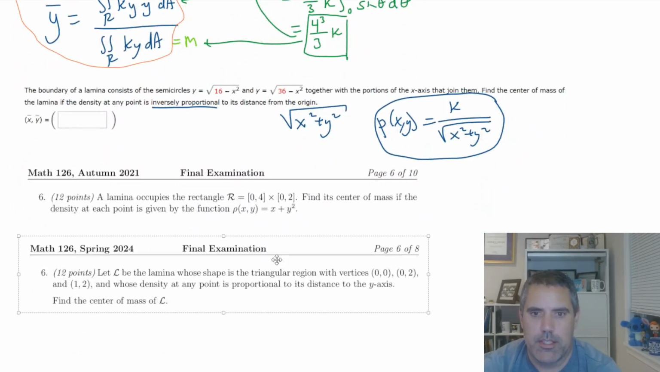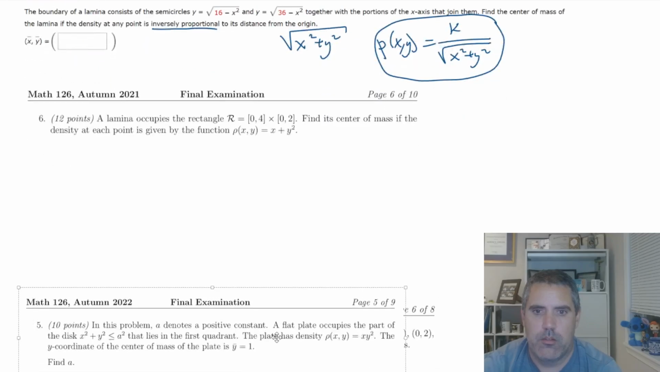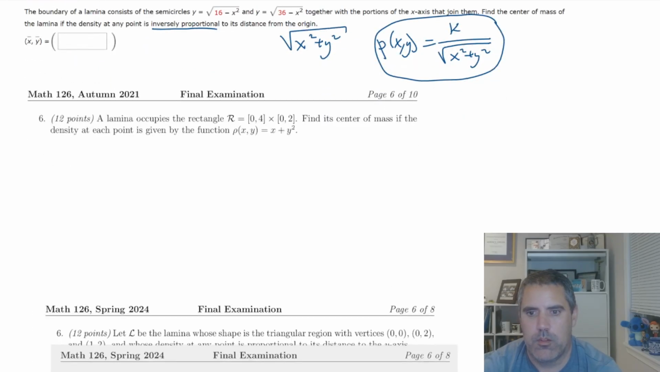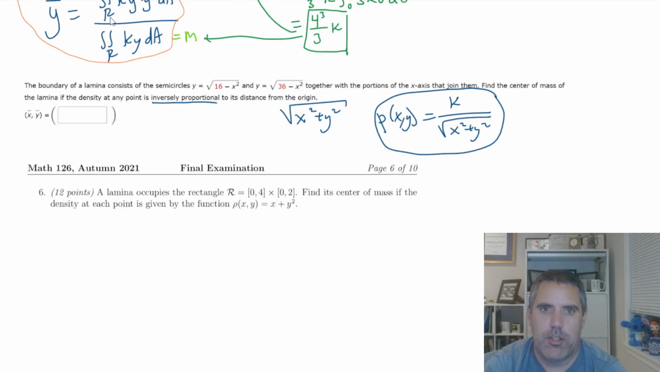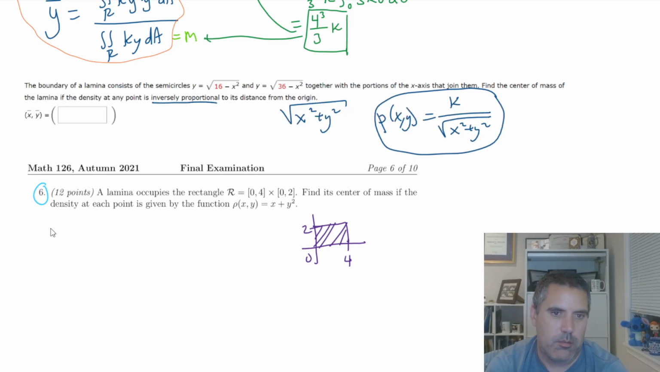So let's look at some old exam questions. So here's one right here. I'll move these out of the way so we're not distracted. So it says a lamina occupies, so this is question 6 on the fall 2021 exam. A lamina occupies the rectangle. Find its center of mass as the density at each point is given by this function. So they're giving me this rectangle that's 0 to 4 and 1 to 2. And you can set it up any way you want, but there are 3 integrals you need to compute.